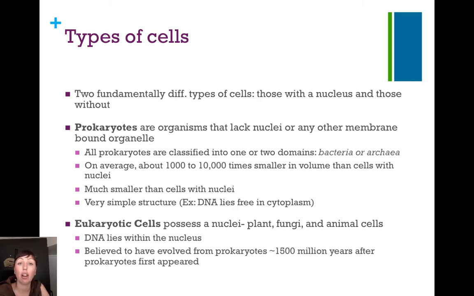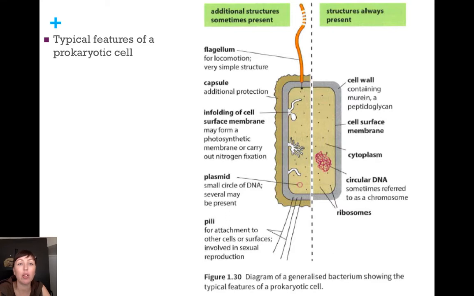And then you have eukaryotic cells, which possess a nucleus, so plant, fungi, and animal cells. The DNA lies within a nucleus, and eukaryotes are believed to have evolved from prokaryotic cells about 1,500 million years after prokaryotes first appeared. And we learned about that in the last lesson about mitochondria and chloroplasts.